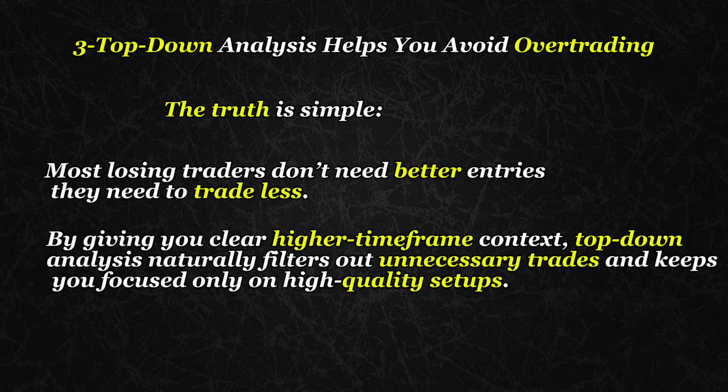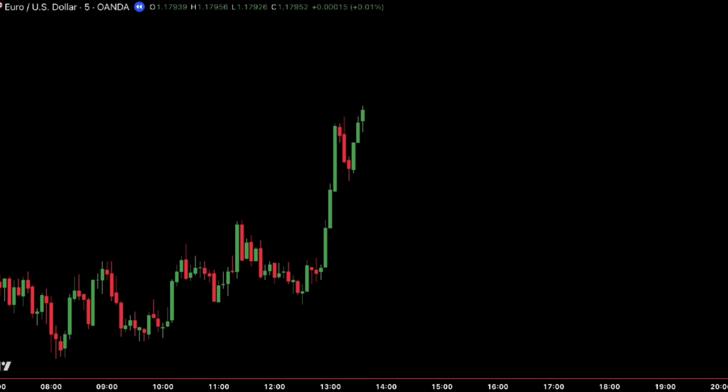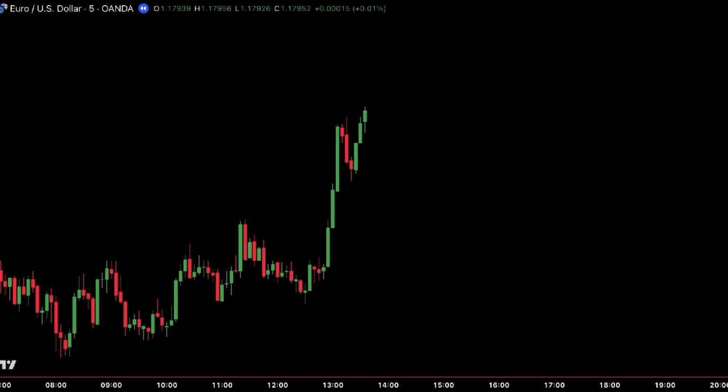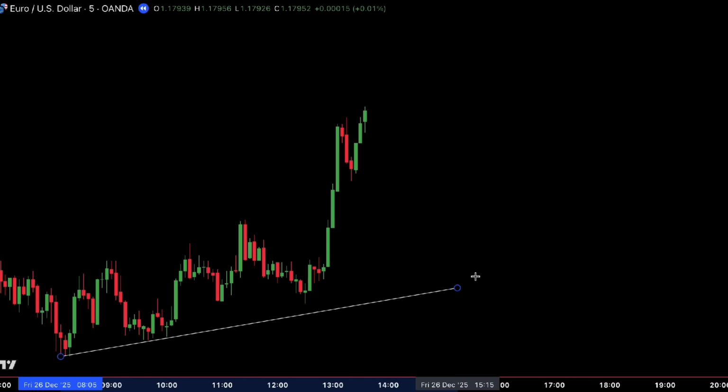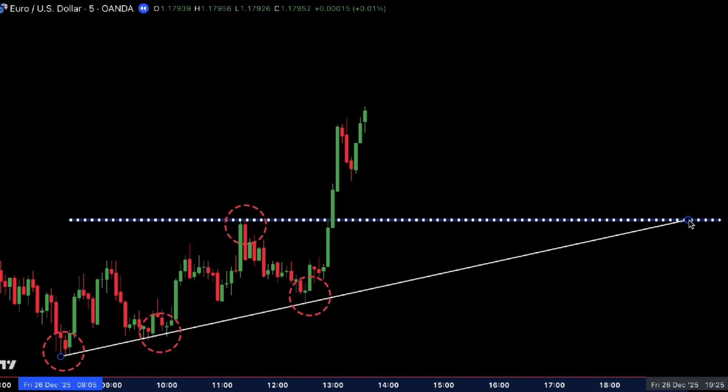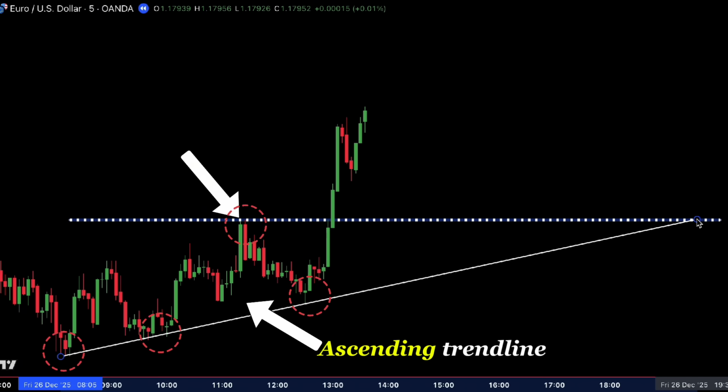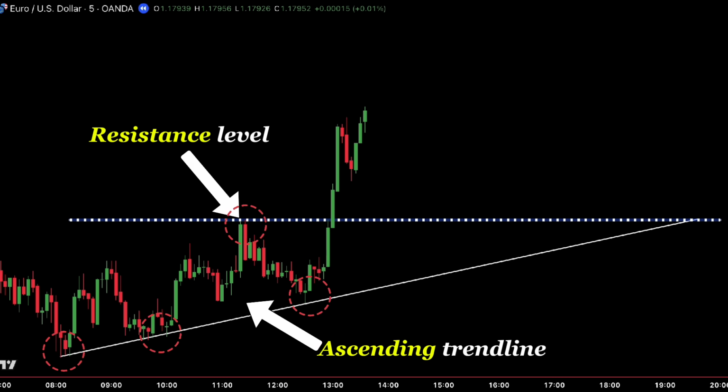By giving you clear higher time frame context, top-down analysis naturally filters out unnecessary trades and keeps you focused only on high-quality setups. Let me show you how this works with a real example. We start on the Euro-US dollar 5-minute chart. At first glance, everything looks perfect. Price is respecting an ascending trend line, and we can clearly see a resistance level forming. This creates a classic ascending triangle pattern.